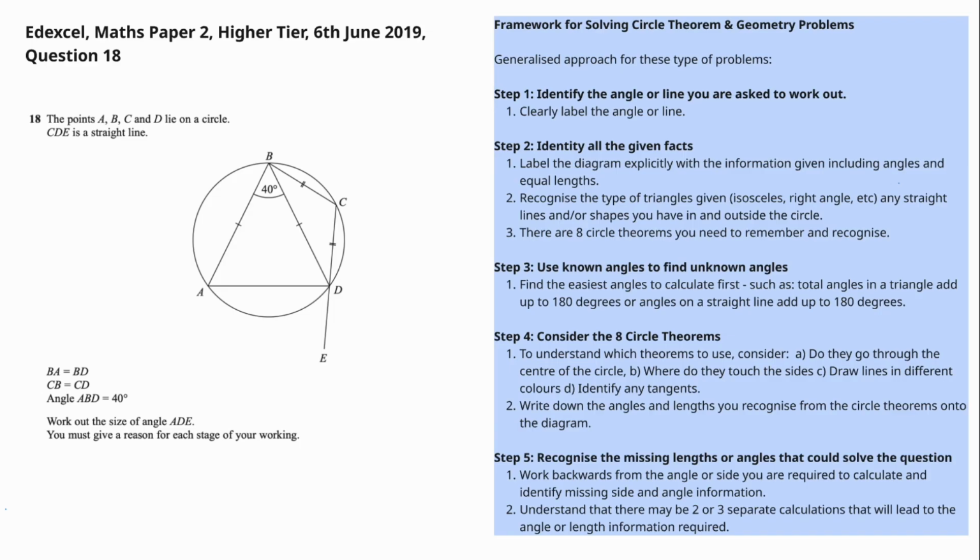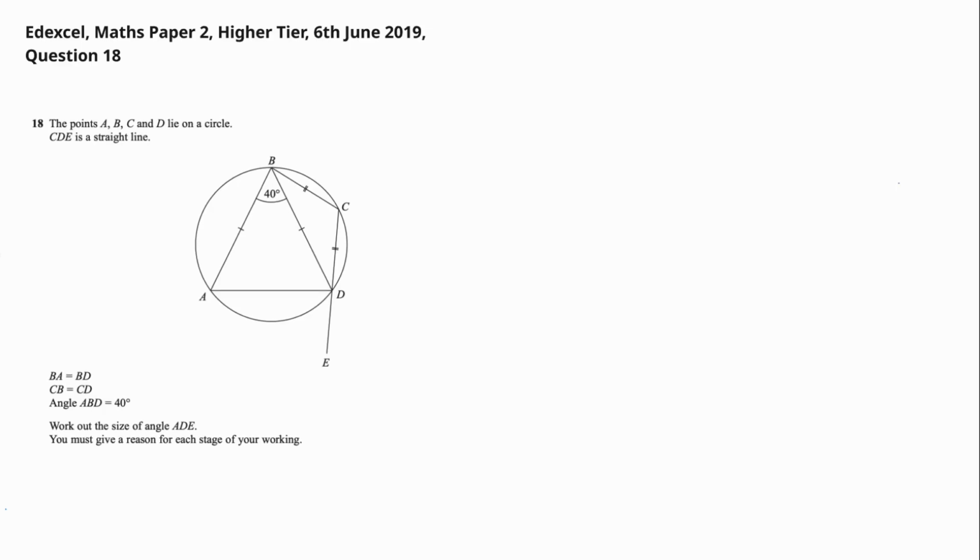In this question, we're asked to work out the angle ADE and are told that the lines BA and BD are equal and BC and CD are equal. And we have an angle ABD of 40 degrees. So let's look at this question from our framework approach.